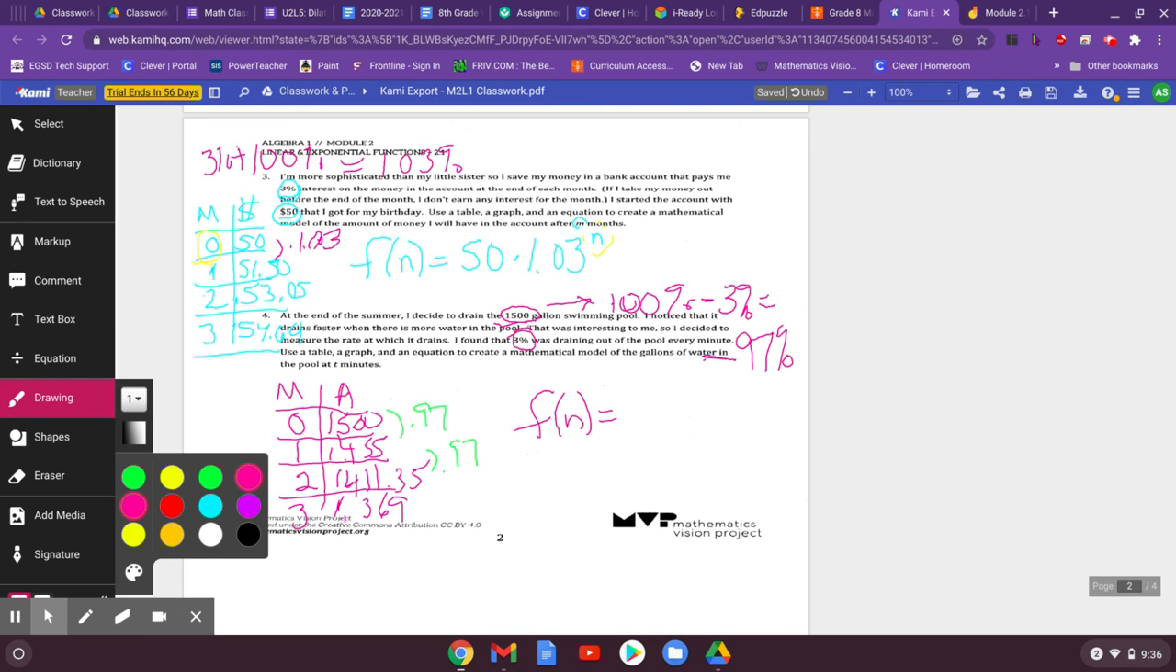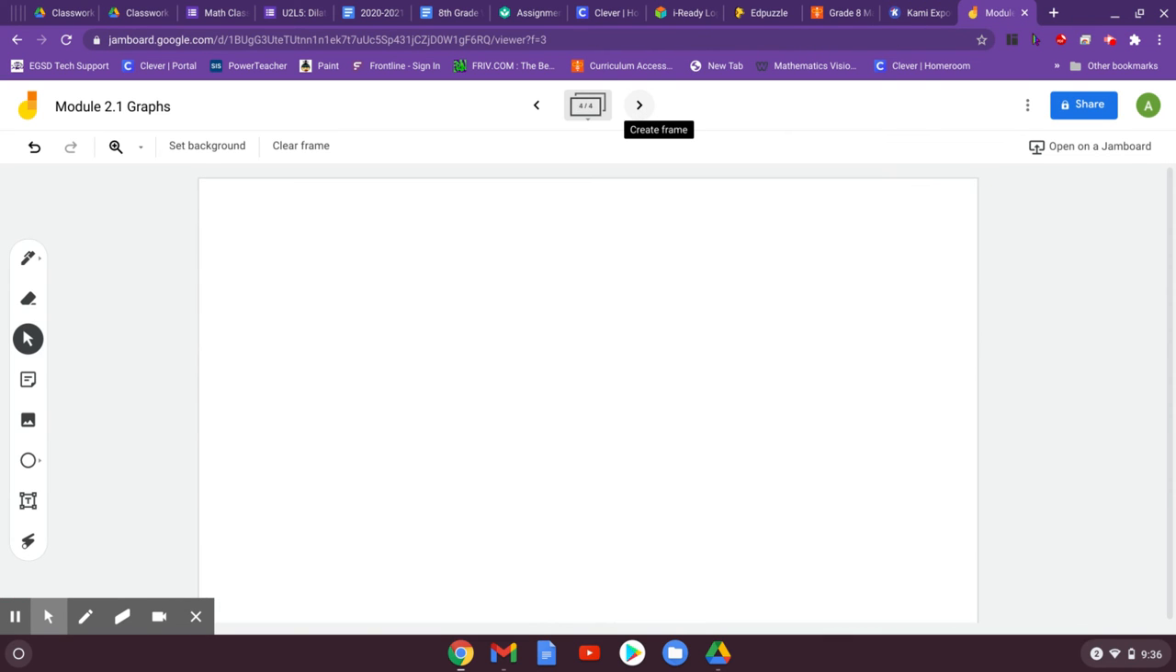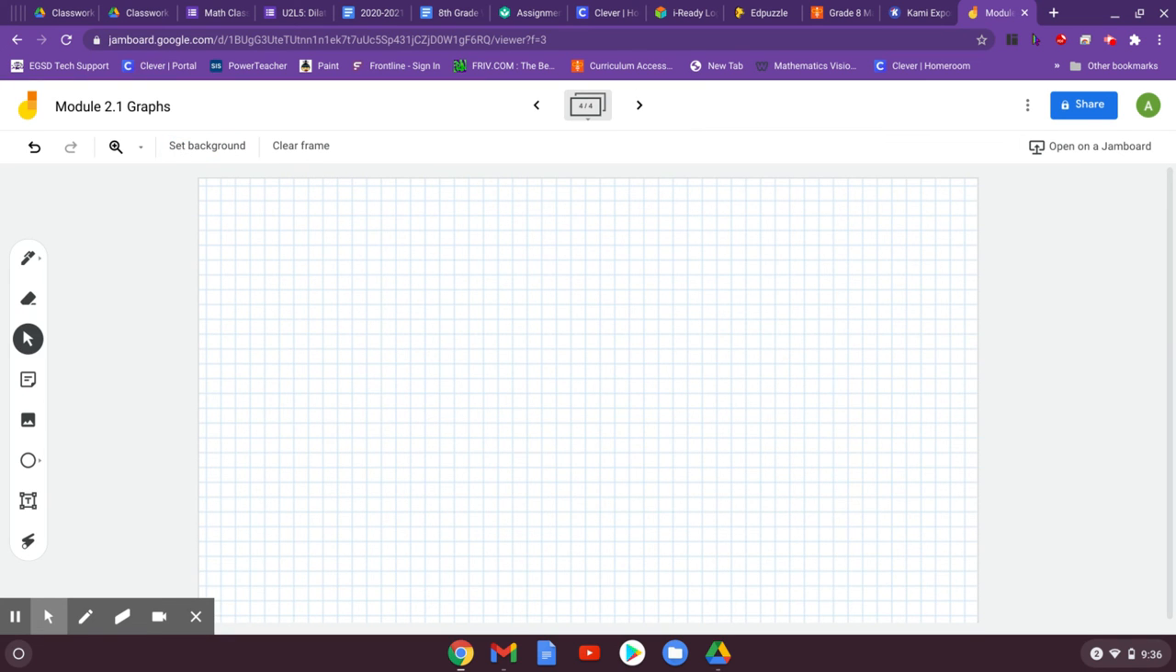F of n equals, what did I start with? 1,500. And I'm multiplying by 0.97 over and over. Double check. Start with a 0. If I put in a 0, I do get 1,500. So I don't need a -1. One more graph. Let's take a look at this one.